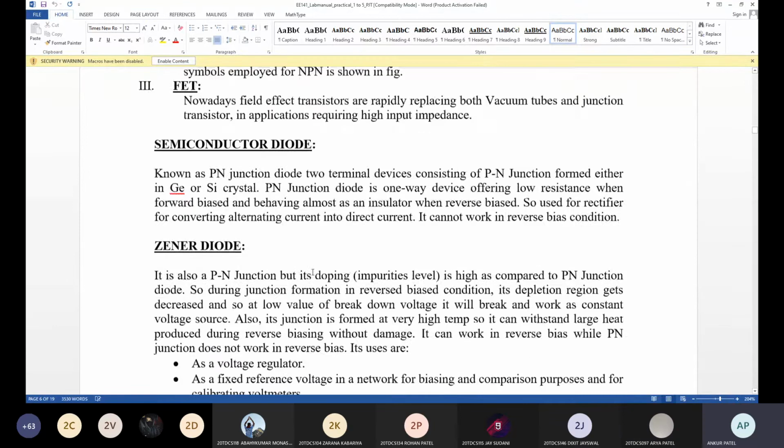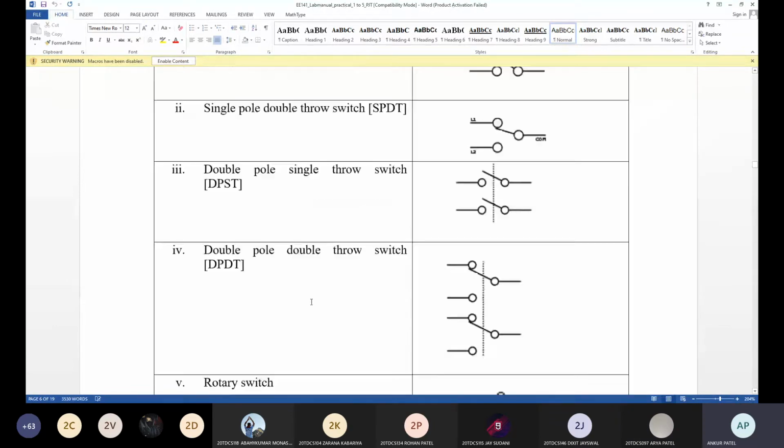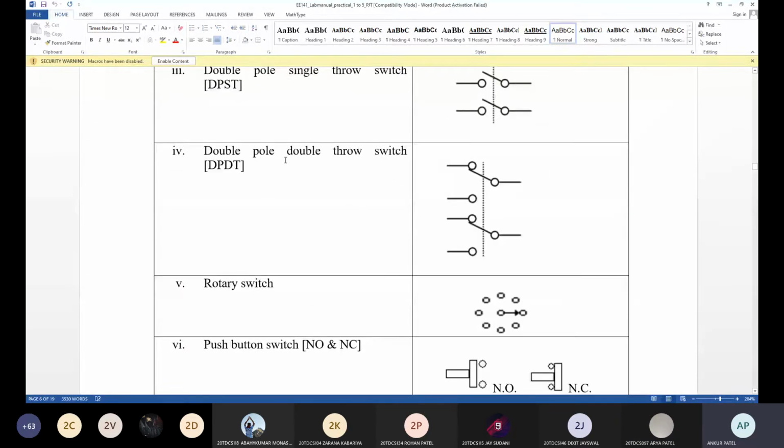Yes, sir. This is DPST and this is the DPDT switch, double pole, double throw. So here we have double pole as well. It means you can make two contacts. Same, you can make two throw, meaning you can operate two appliances, or you can make two appliances on and off. So that is called the double pole, double throw switch.